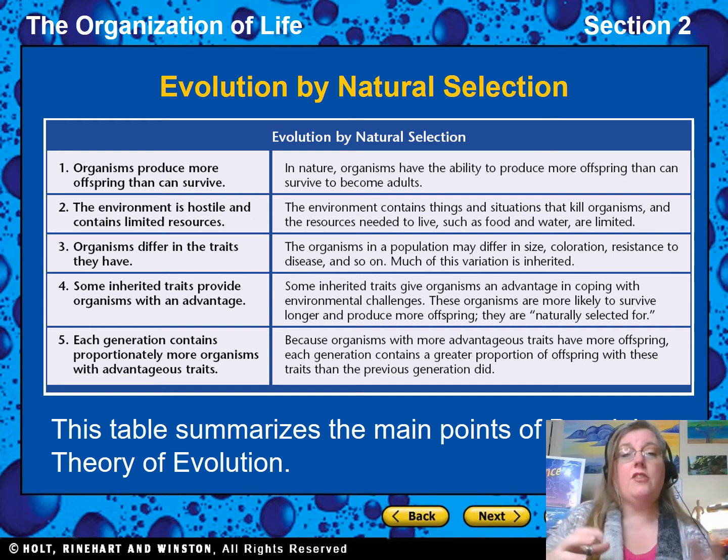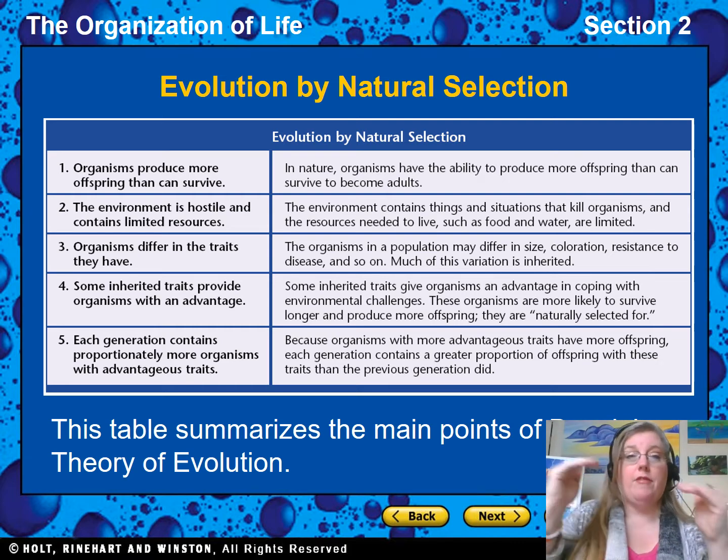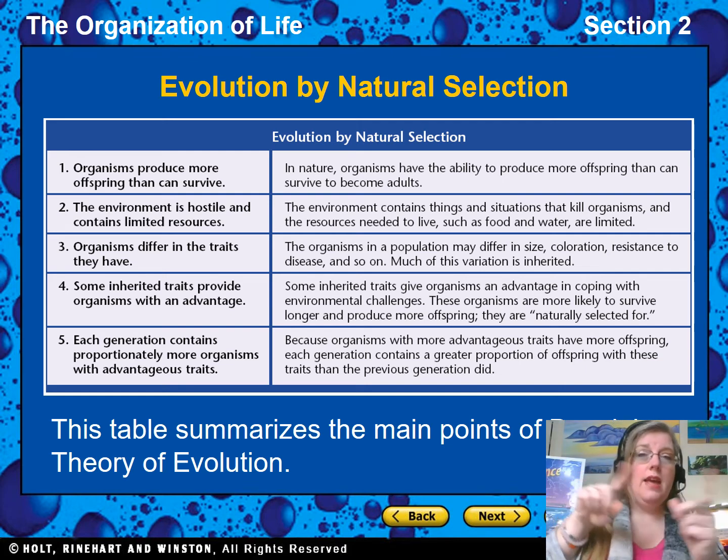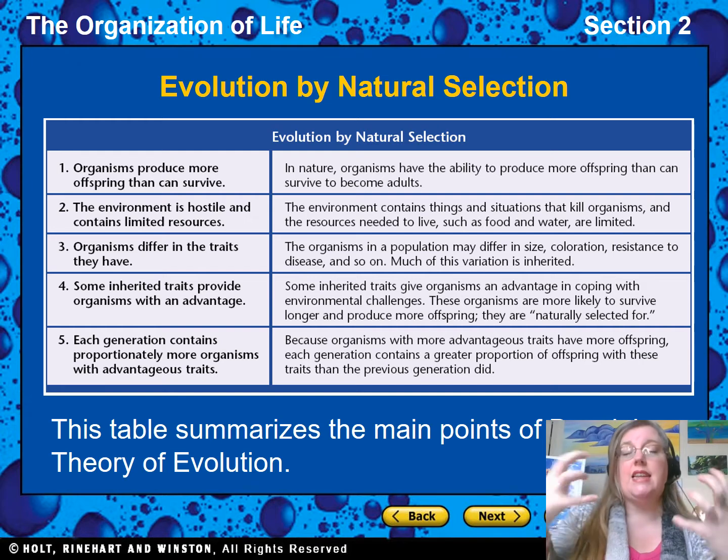The environment is hostile and it has very limited resources. So that means the ones that are born are going to have to fight to get food and other resources. There's not enough food for everybody. There's not enough land for everybody. There's not enough anything for everybody. So the ones with the best traits, that's number 3, the organisms have different traits. And so 4, if they have traits that are good, that allow them a little edge, it gives them just an edge so that they can get the food they need.